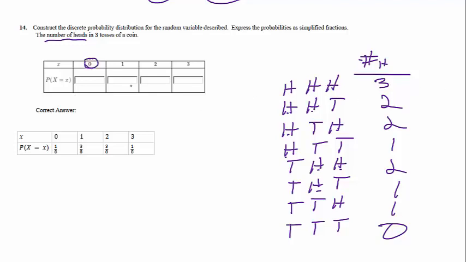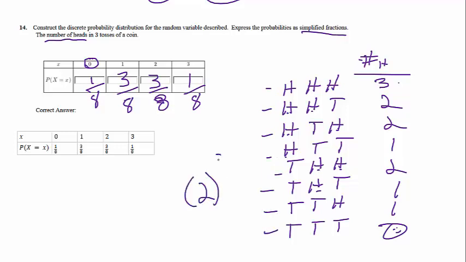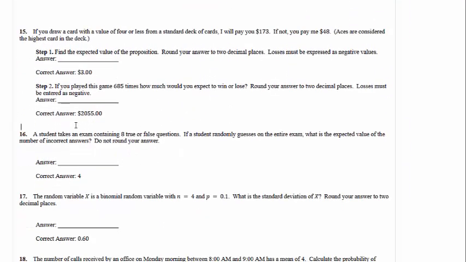So here's the 0. How many zeros do I have? I have 1 zero. I have 1, 2, 3 ones, 1, 2, 3 twos, and 1 three. This is asking for the frequency of how often these are happening, and the question asks for simplified fractions. So this is 1 over 8 possibilities, 3 over 8, 3 over 8, 1 over 8. 1, 2, 3, 4, 5, 6, 7, 8, which is also 2 to the third.